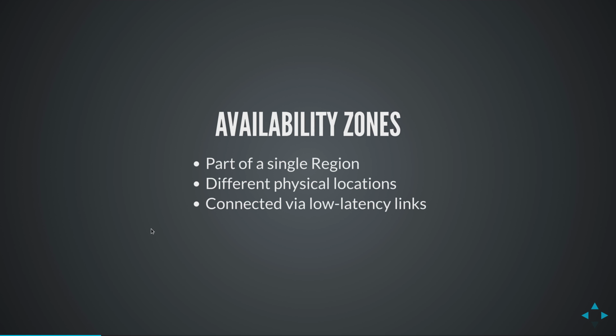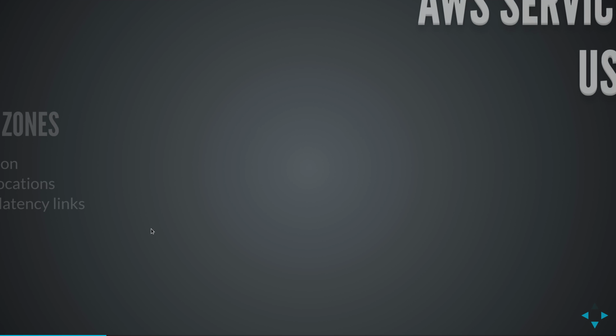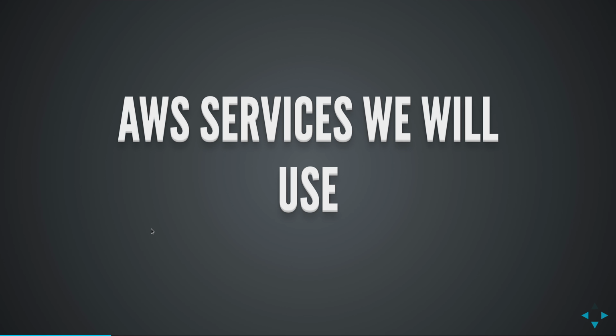The availability zones are part of a single region, and they are on different physical locations for redundancy reasons, and as I said, they're connected via low latency links to work like they are in a single data center. The AWS services we will use. AWS has an enormous amount of services, and we're only using a very small fraction of those services to create this demo.